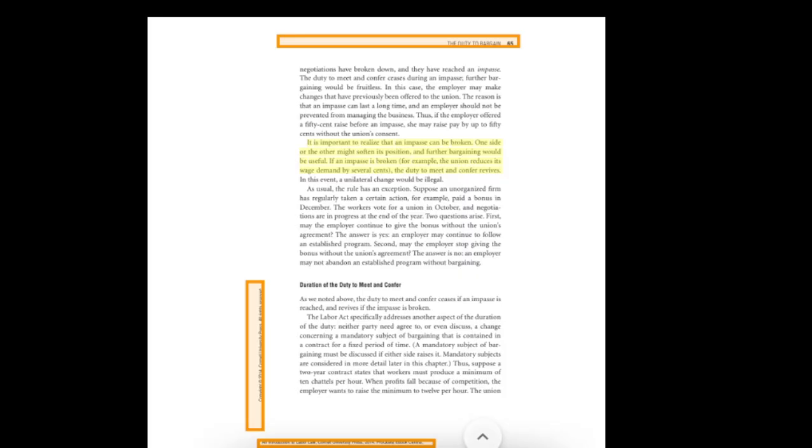If an impasse is broken, for example, the union reduces its wage demand by several cents, the duty to meet and confer revives. In this event, a unilateral change would be illegal. As usual, the rule has an exception.